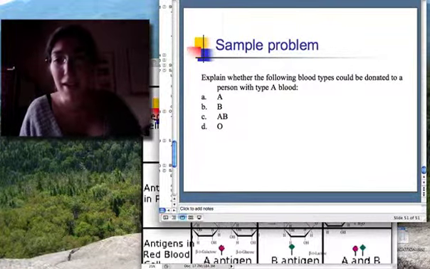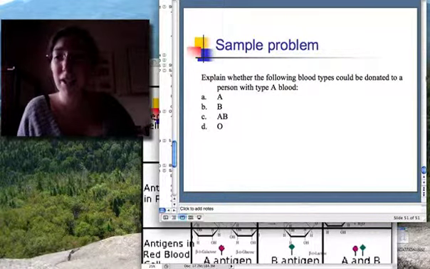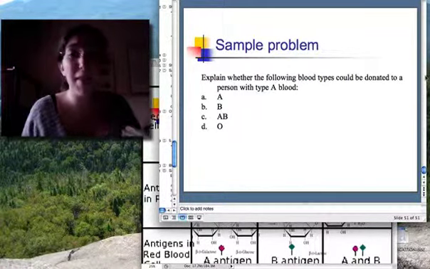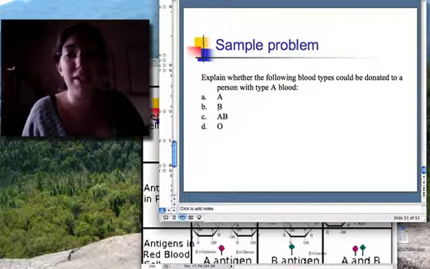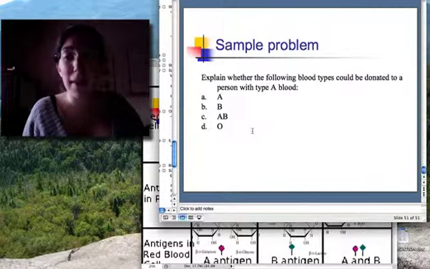Whatever. Okay, type A blood. Someone with type A blood, could they receive type A blood? Yes, they can. Someone with type A blood, can they receive type B blood? No, they can't, because someone with type A blood makes anti-B antibodies. They would attack it.